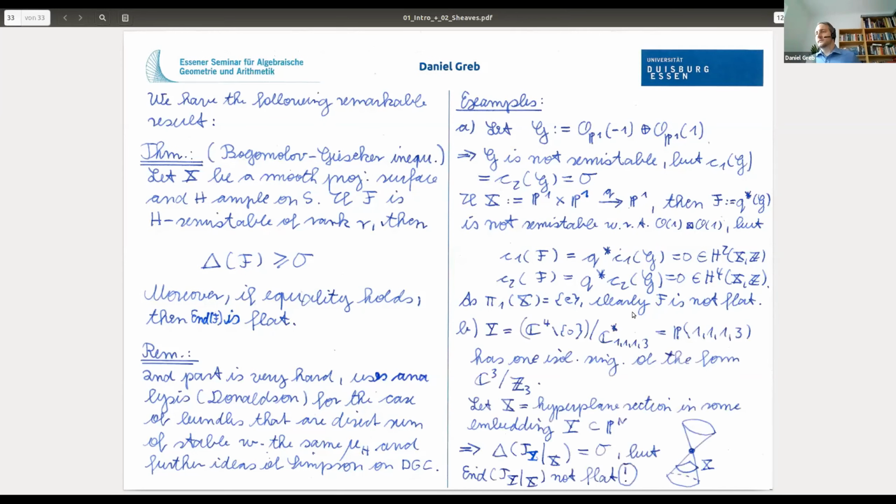Okay, and then the last example leads me to the topic of the second lecture. It's a geometric example which is constructed as follows. You look at weighted projective space. This is C^4 minus 0 modulo C star acting with weights 1, 1, 1, and 3. It has only one isolated singularity of the form C^3 mod Z3. And then you take some hyperplane section in some embedding, and that's a surface X. You compute that the discriminant is 0, but I claim that the endomorphism sheaf is certainly not flat. In order to understand that, I have to explain the things I explain in the second lecture. So I will stop here and thank you for your attention.